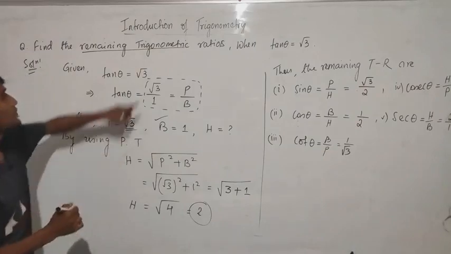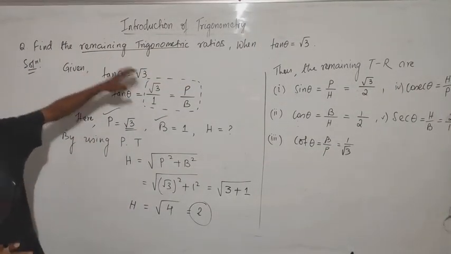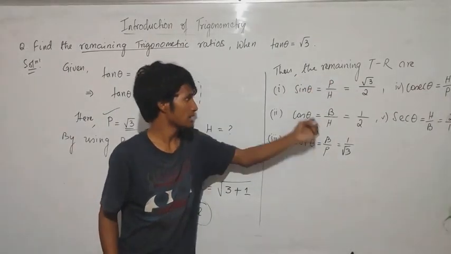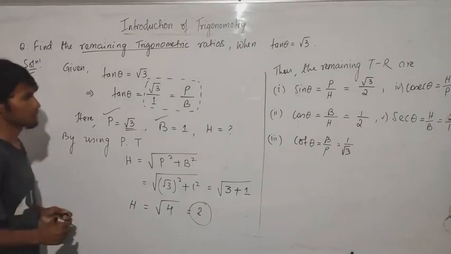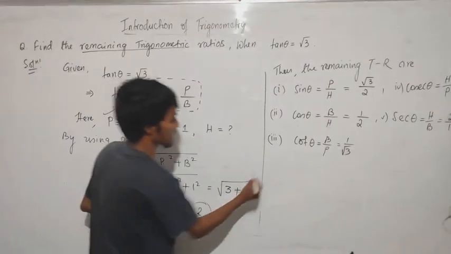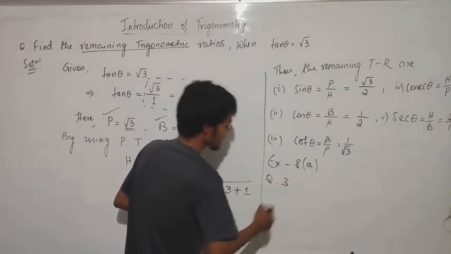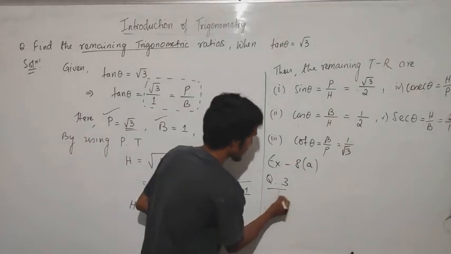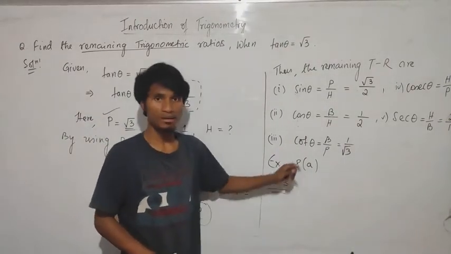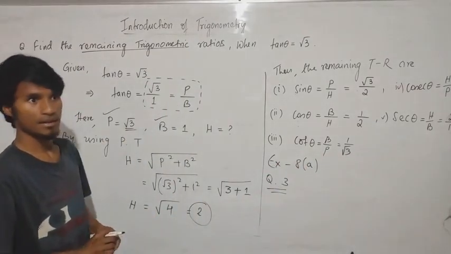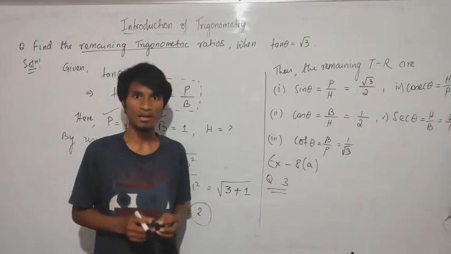Now, find the remaining trigonometric ratios when tan theta is equal to root 3. One is given, then how many are left? 5, and we got the answers. This will be helpful for you for exercise 8A, question number 3. There are so many parts there: 3.1, 3.2, 3.3. You can try them, and whichever one you don't get the answer for, send me on personal WhatsApp so that I can check where your mistake is.